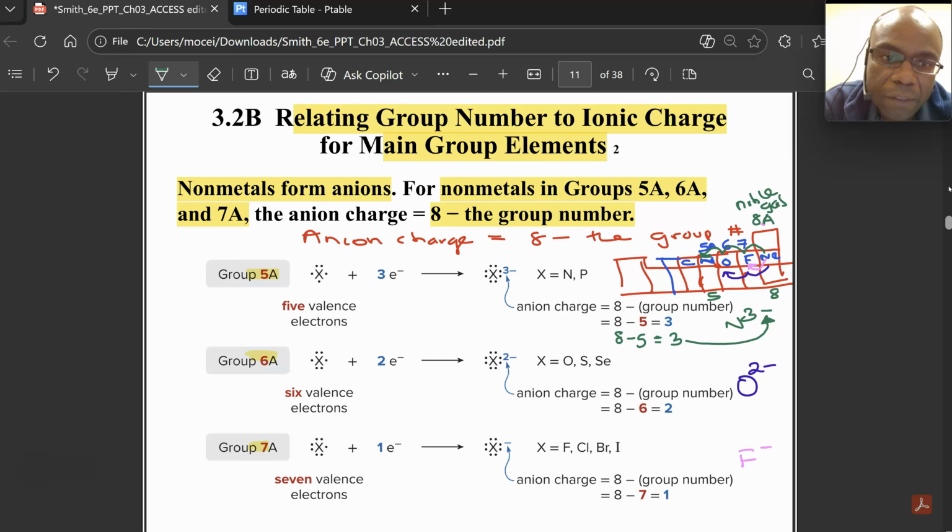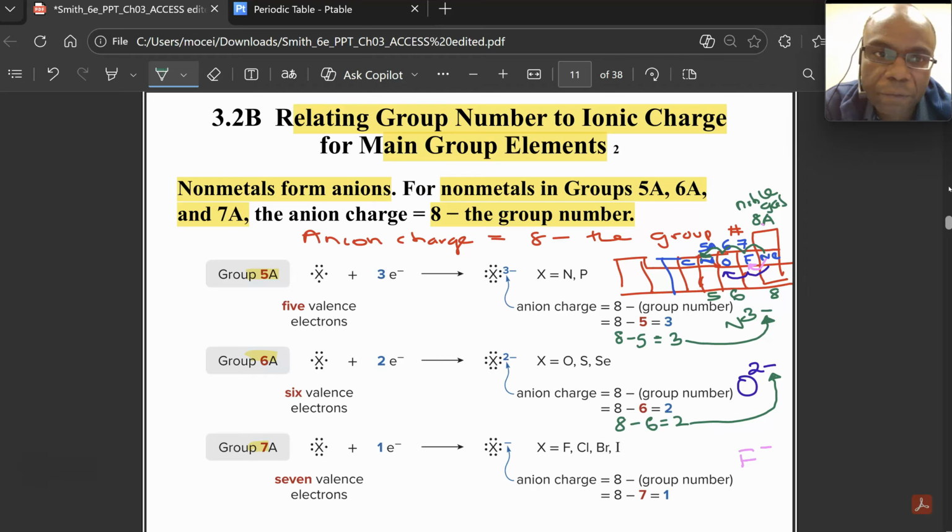Now if you look at oxygen, oxygen is in main group 6. The neon is in main group 8. If you subtract, you get 2. Again, since it's a nonmetal, that's going to be negative 2.